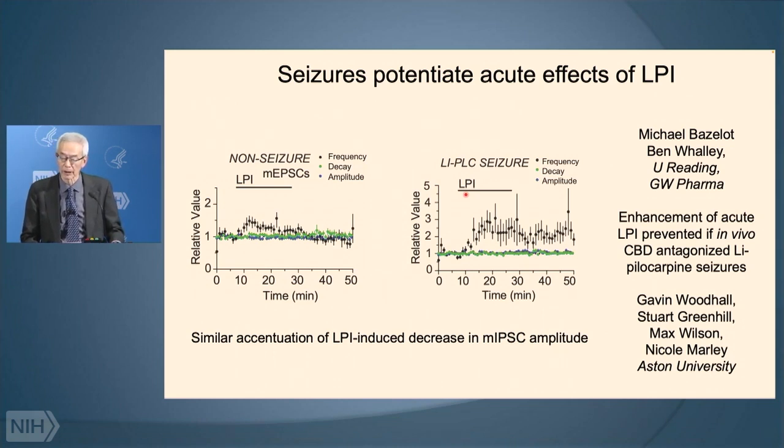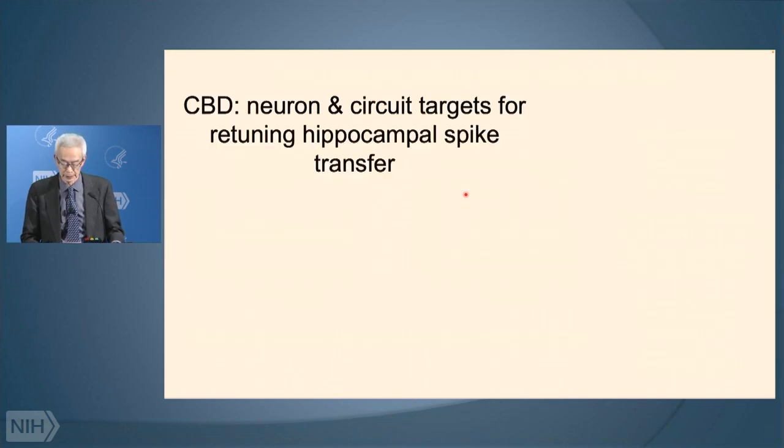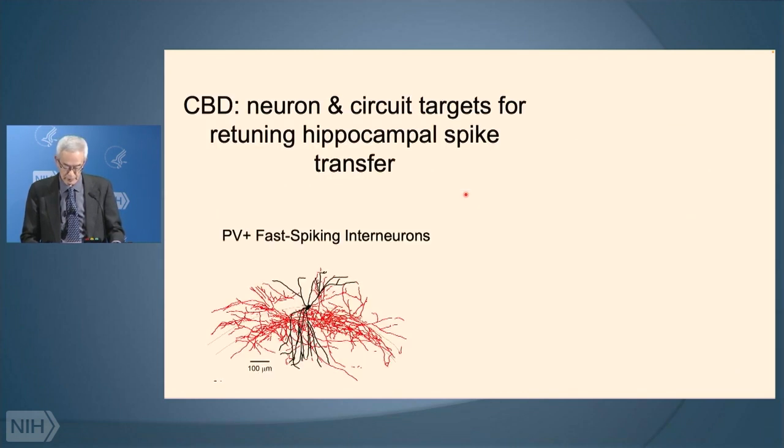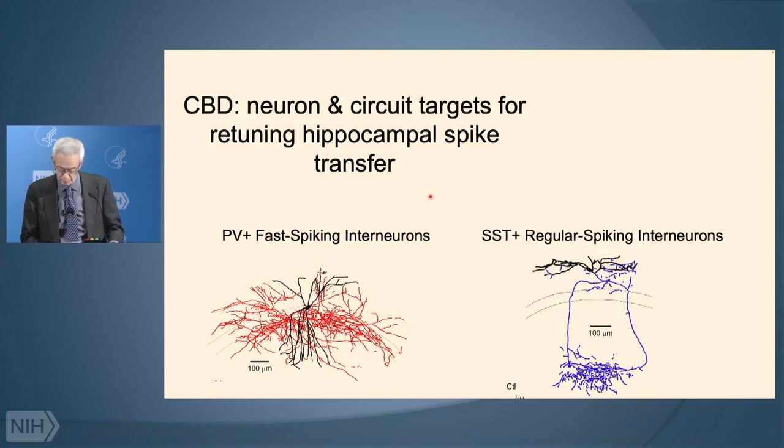Now, so far I focused on synaptic targets of CBD. How about ion channels, and are they involved? So we looked then, and this is Simon Chamberlain, looked at two major categories of neuron. We're not going down as fine as to all the various subtypes. We're just going to distinguish between fast spiking interneurons and regularly spiking interneurons that are characterized by being rich in the marker somatostatin. They have very different morphologies.